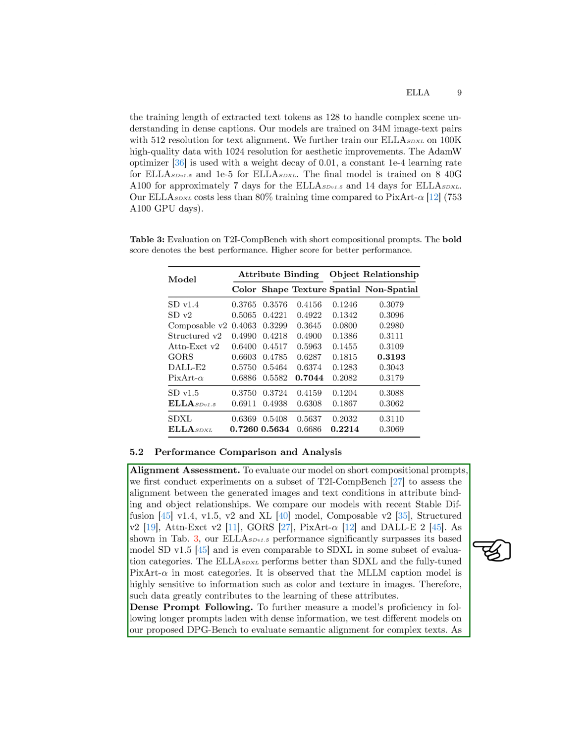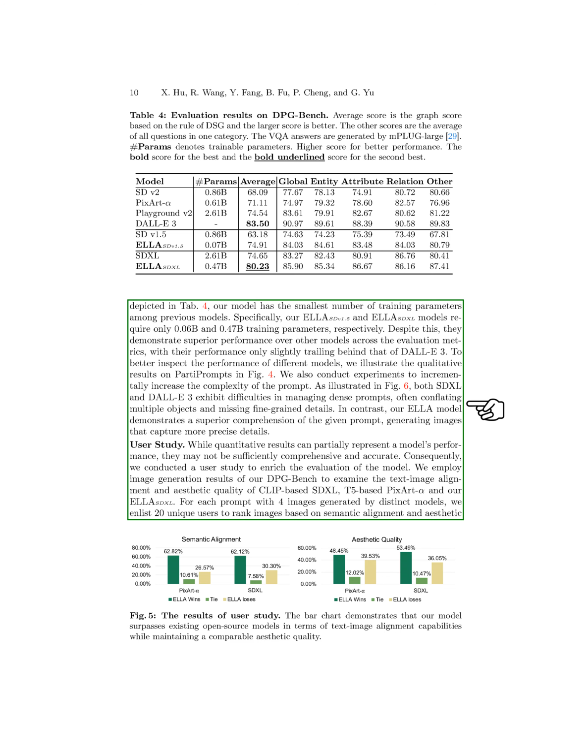We found that the MLLM caption model is sensitive to information like color and texture in images, which helps in learning these attributes. We also tested our models on dense prompts with complex information using our proposed DPG Bench. Our models, ELLA-SD1.5 and ELLA-SDXL, showed superior performance with fewer training parameters compared to other models. Even though they slightly trailed behind DALL-E 3, they demonstrated excellent comprehension of dense prompts, capturing precise details in generated images.